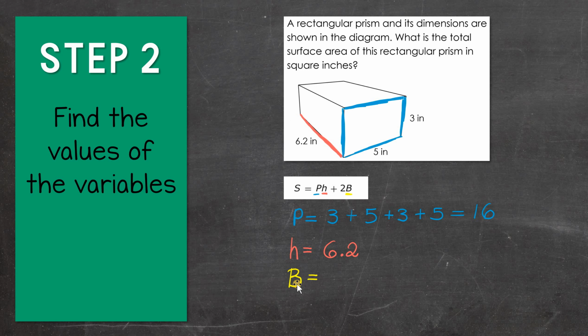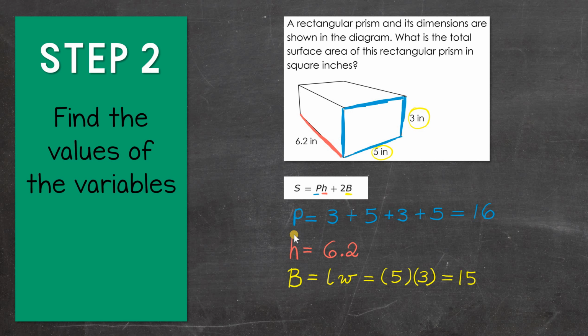Last thing, capital B. What does that stand for? Well, it's not perimeter. This time, it's area. Area of our base. We decided that this rectangle is our base, so we need to find the area. How do you find area of a rectangle? Length times width. Alright, that means we need to multiply our length times width, so we get 5 times 3, which is 15. Alright, so this time step 2 took a little bit more work because we had to find capital B and we had to find capital P.